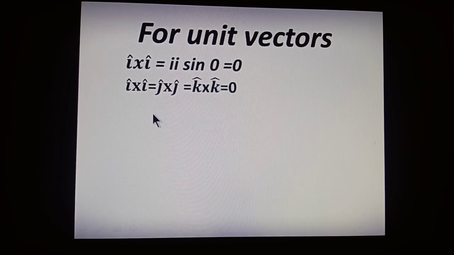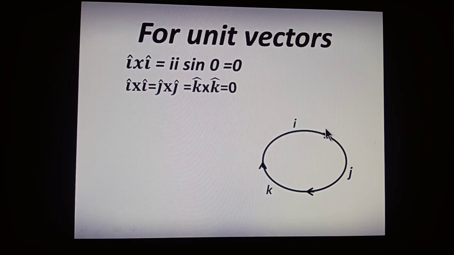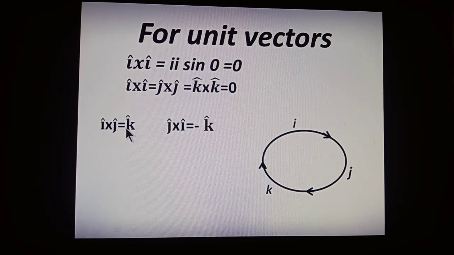Now i cross j. Consider a circle in which i, j and k are directed anti-clockwise one after the other. Now we will follow this circle starting from i. i cross j equals the third, that is k. i cross j equals k. Since k is a vector, its direction is important. Here, if we are moving anti-clockwise, direction is positive k, plus k. And if we move clockwise, means j cross i, then it will be minus k.